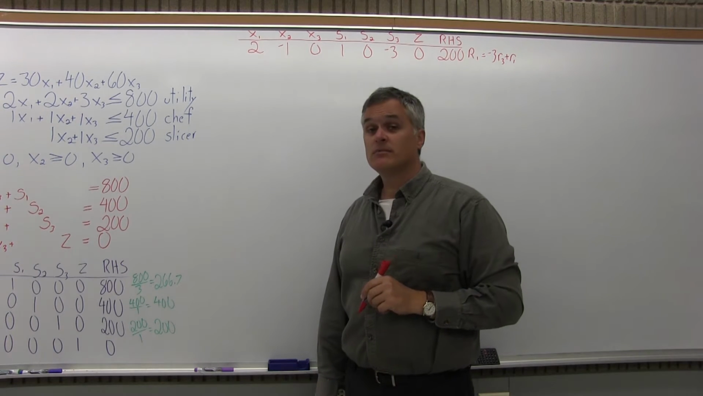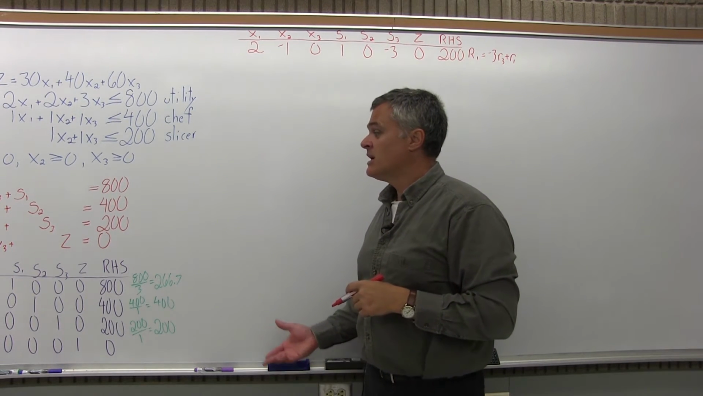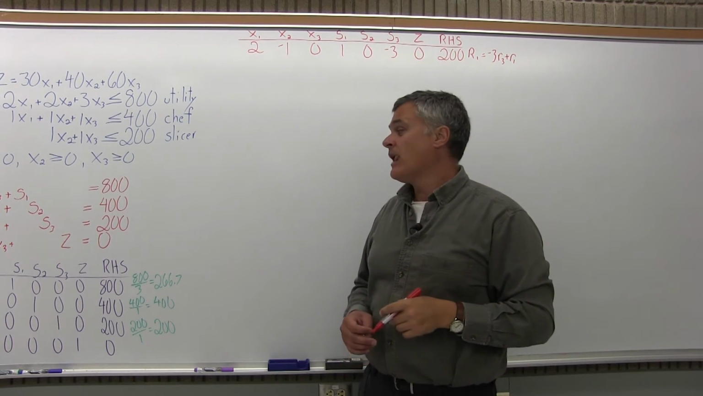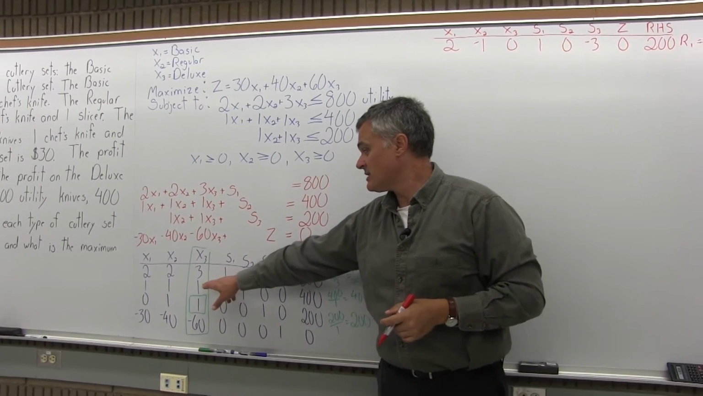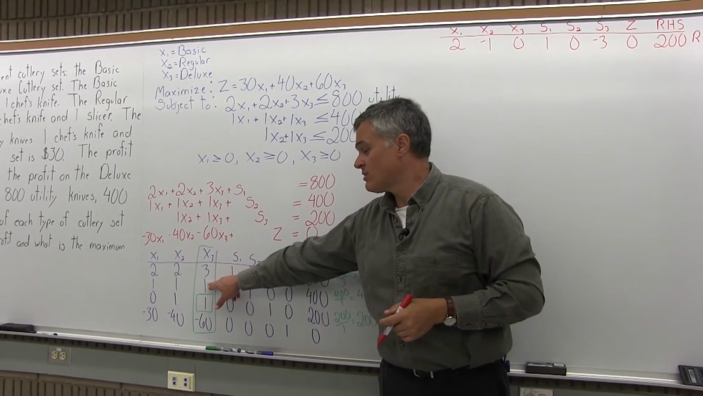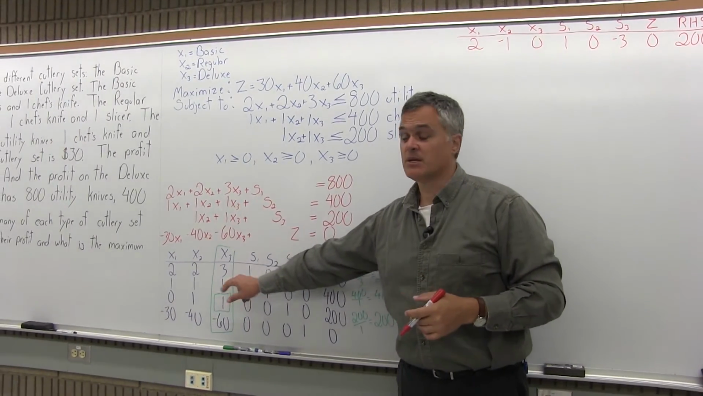So that completes the top row. I made the 0 where it goes. So now in row 2, I need to make a 0 in the x3 column to continue with the pivoting process. So row 2 in the x3 column right now is a positive 1. It has to become a 0.